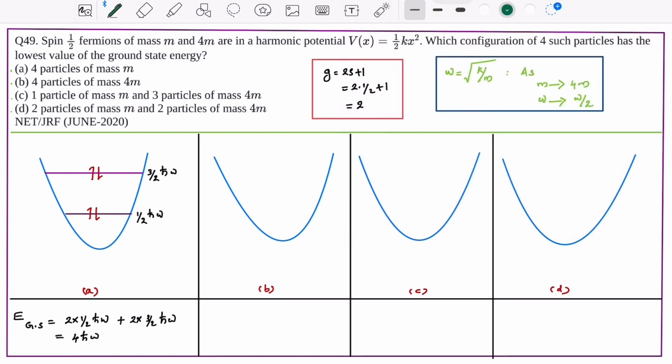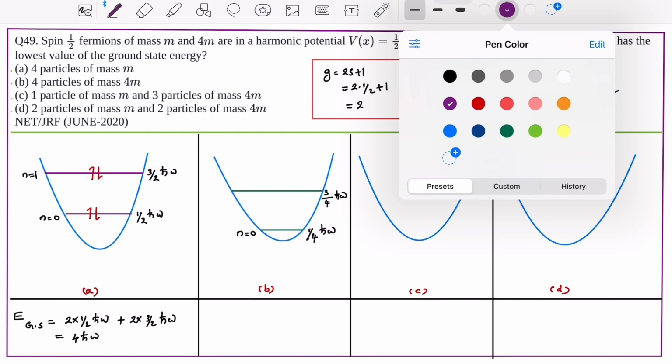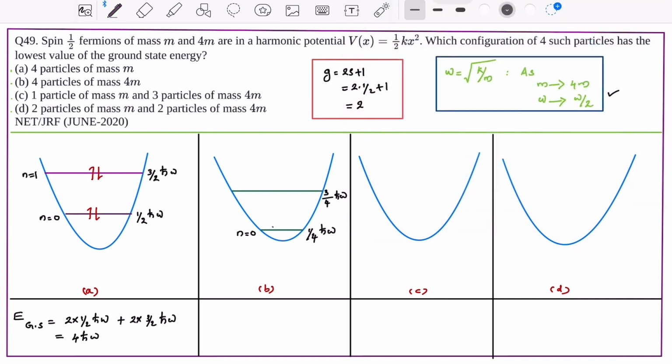Now let us see option B, 4 particles of mass 4m. Here, as I specified, the mass is changing to 4m, so omega is changing to omega by 2. So your energy levels become, instead of half h cross omega, you have h cross omega by 4, and instead of 3 by 2 h cross omega, you have 3 by 4 h cross omega. So the energy levels are represented as 1 by 4 h cross omega and 3 by 4 h cross omega. Now you have to fill the 4 particles. So 2 particles will be in the 1 by 4 h cross omega energy level, and for the other 2 particles the energy will be 3 by 4 h cross omega.